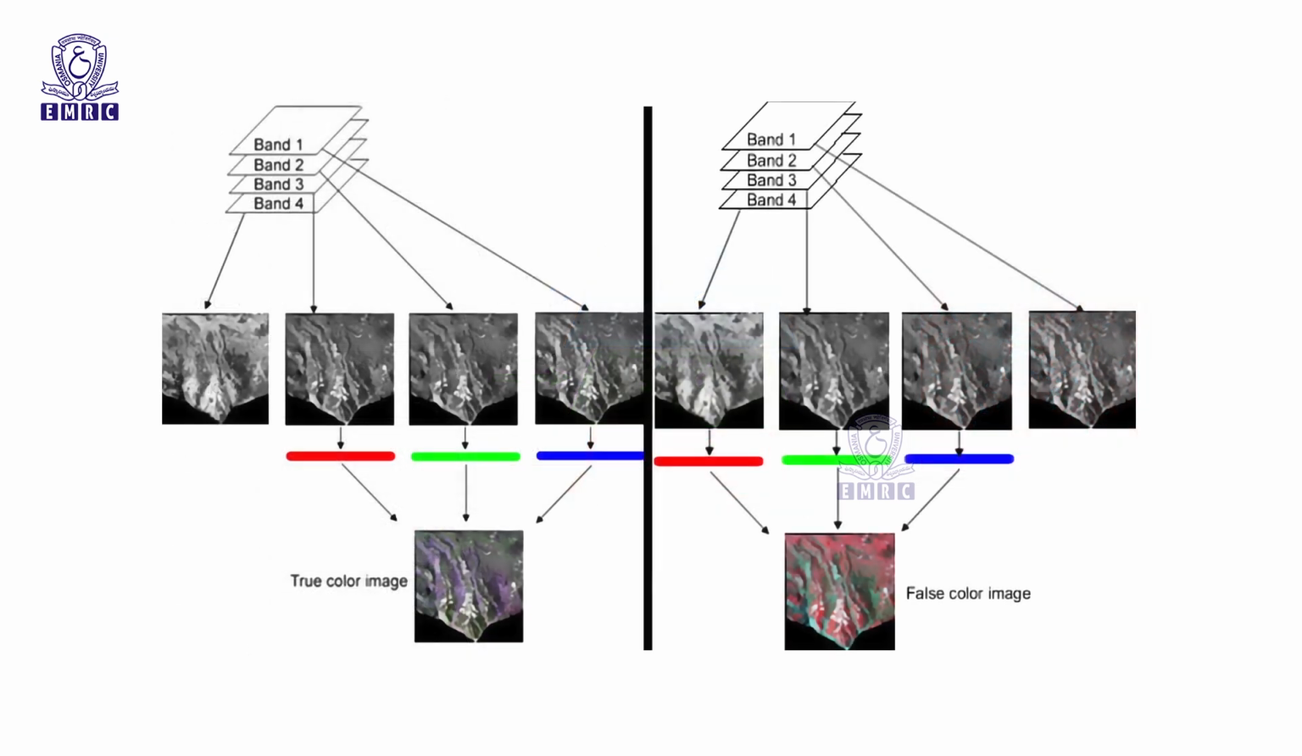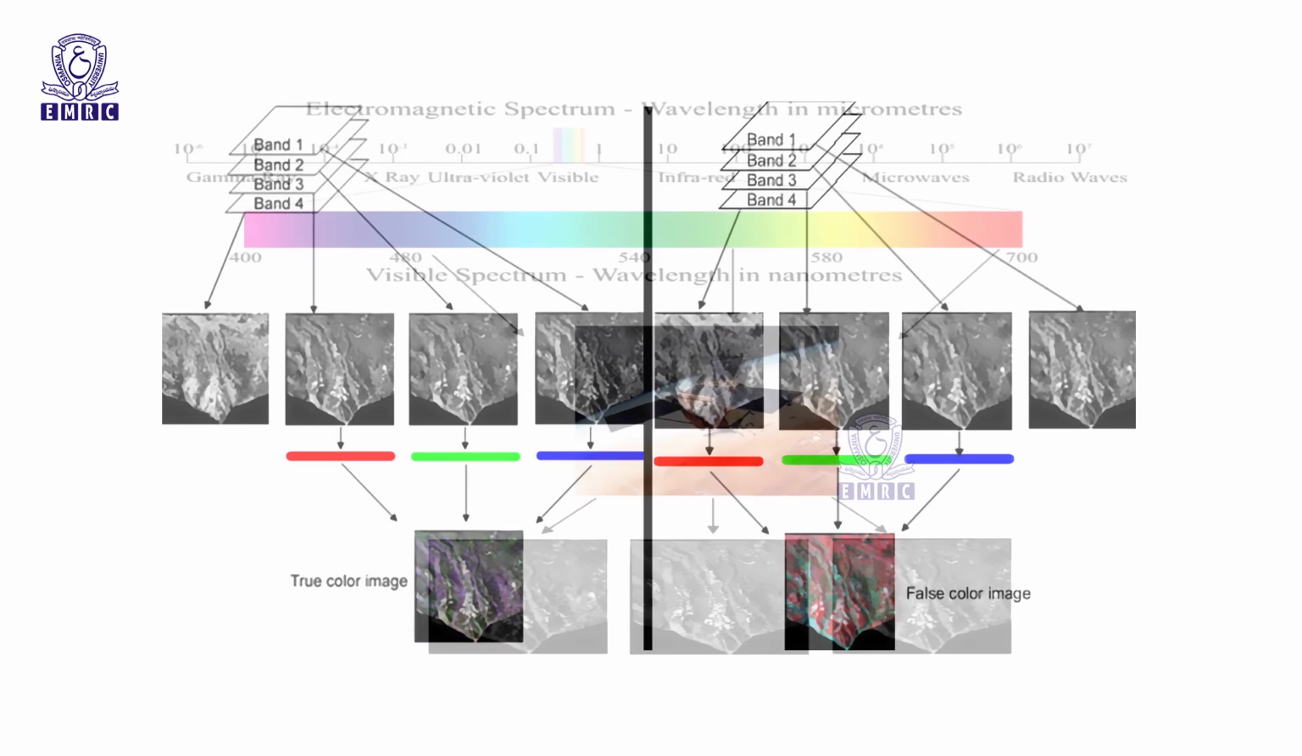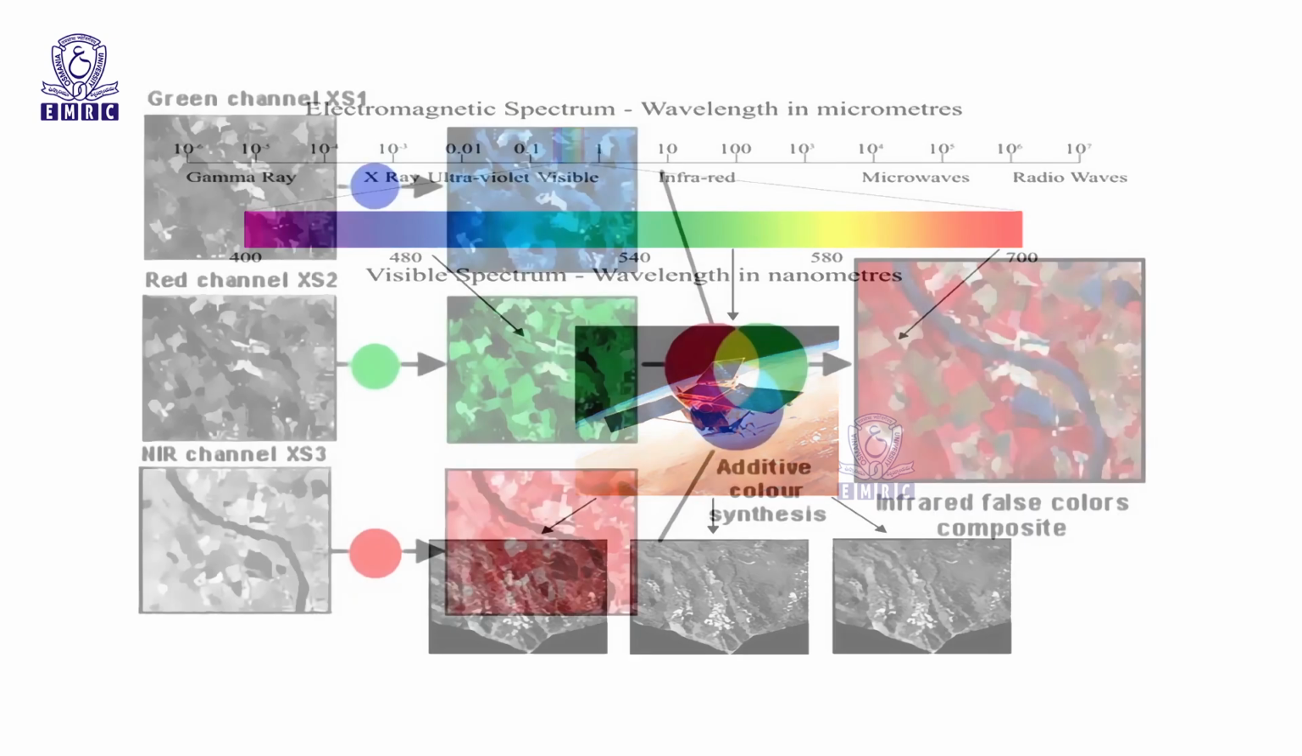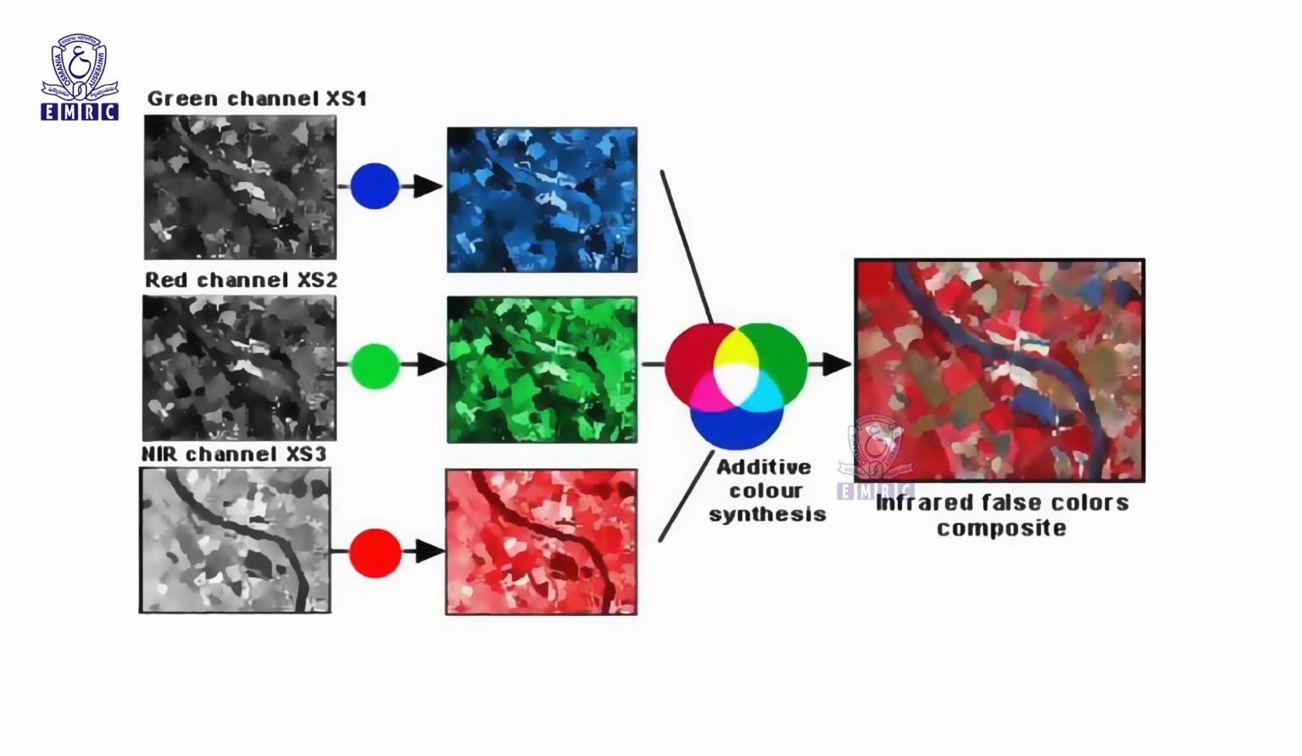If images are taken in blue, green and red bands, that is the visible portion of the electromagnetic energy respectively, they can be combined to give a natural color image. If images are taken in green, red part of the visible spectrum and infrared band, and blue, green and red colors are assigned to them respectively, then when they are combined together, it will produce a false color composite image.